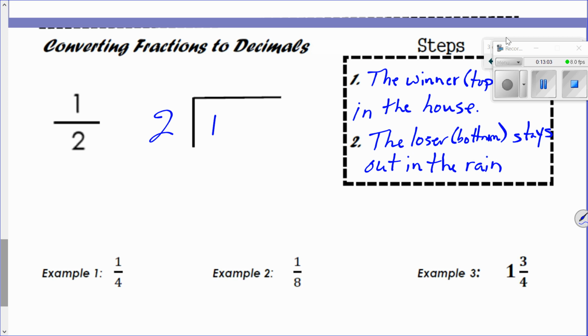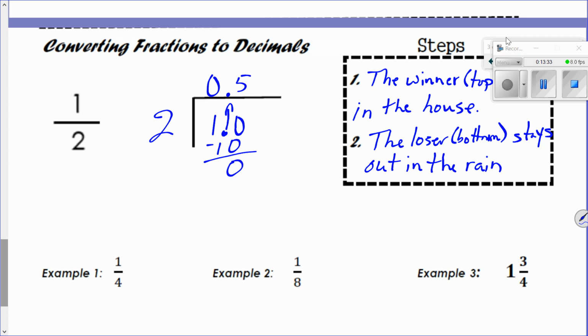Okay, once I have done that, will 2 go into 1? No. So I add a decimal and a 0. Don't forget that my decimal goes straight up into my answer on top, guys. How many times will 2 go into 10? 5. So once I've moved that decimal up, I kind of pretend like it doesn't exist. So I'm going to now check that as 10 instead of 1.0. Okay? So I'm done. So that means that 1/2 as a decimal is 5/10.